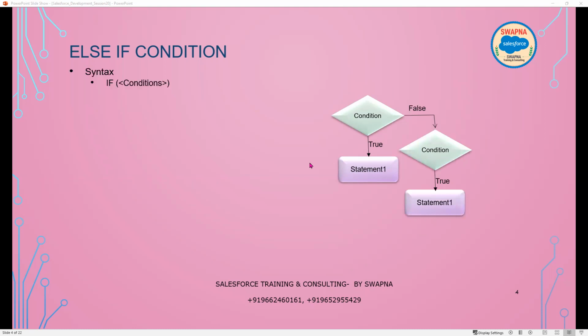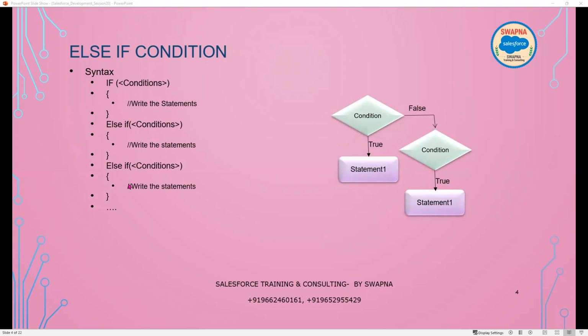That means we have the syntax of if condition; in case it is true, then execute the statement block. Else, in case the first if condition is not true, then it will check the second else if condition. If this else if condition is true, then it will execute the statement. In case this is also not true, then it will go to another else if. Like this, it will go through multiple else if conditions. Then finally, we'll have an else without any condition. Then that is the default block statement.